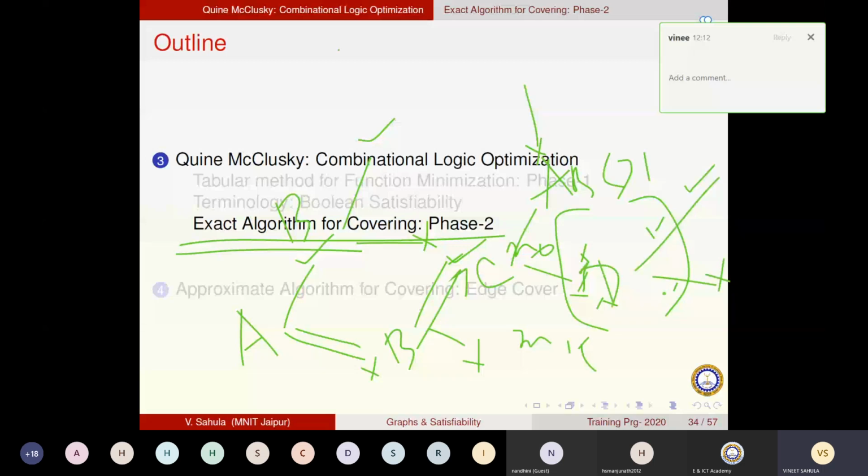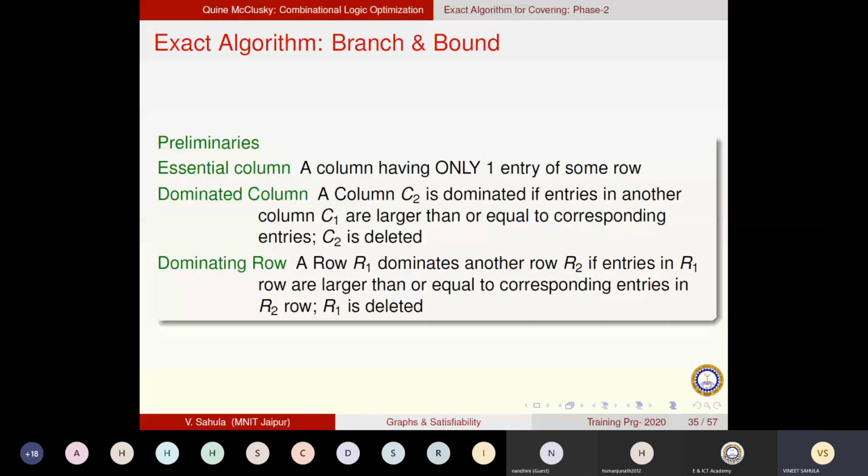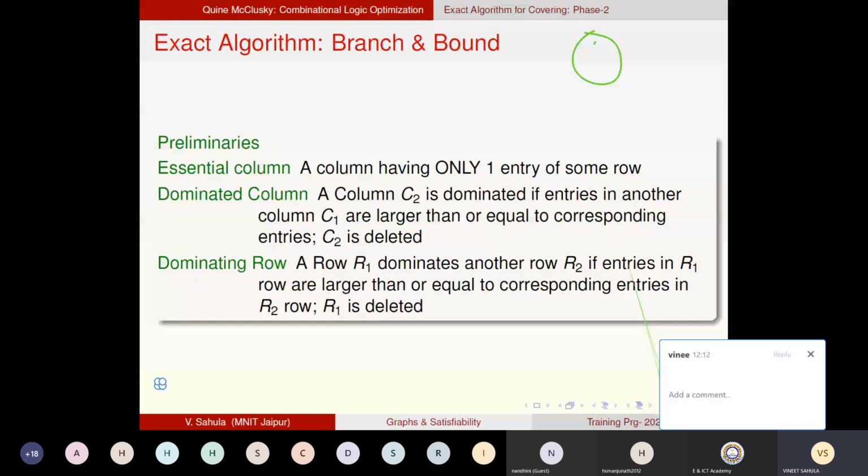So let me draw a binary tree here. Don't look at the slide content. I'm trying to draw a binary tree, that's all. So I take a decision on A: not chosen, A chosen. And I have to take a decision on B, chosen, not chosen. Then a decision on C, chosen, not chosen. Then a decision on D, chosen, not chosen.